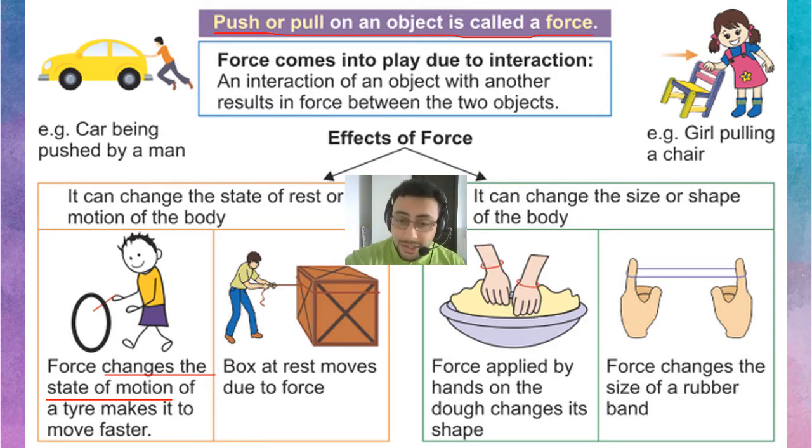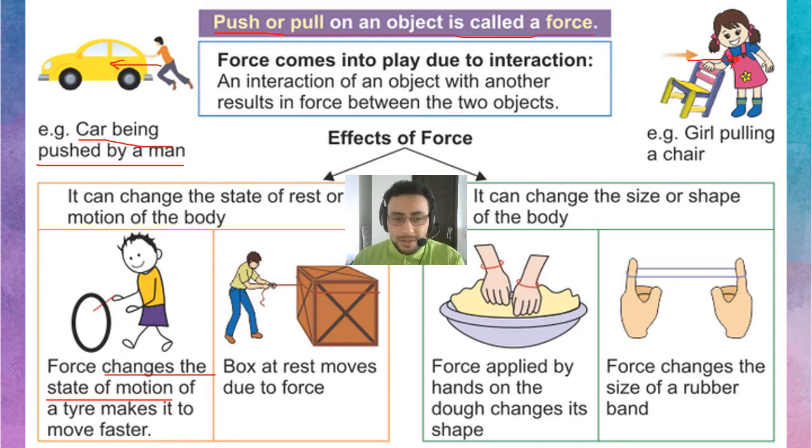You can change the shape like this one. See, I am pushing it in like this. So I change the shape. Or you can make the size different like a rubber band. You pull the rubber band and make it bigger. Look at here. Car being pushed by a man. See, he's pushing the car. Or this girl is pulling the chair.